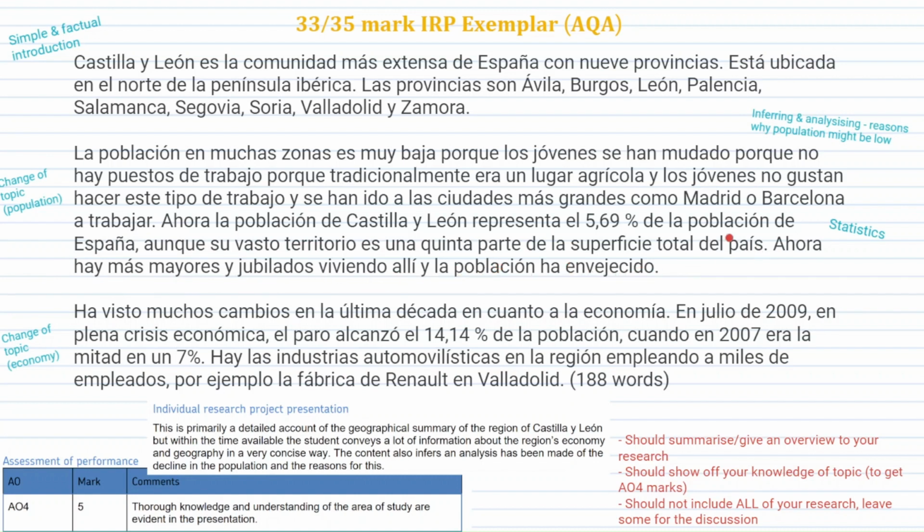This next bit is about the population and more than that, the various reasons that the population is low in Castilla y León. Also, giving specific statistics is a great way to show you have done some proper research.